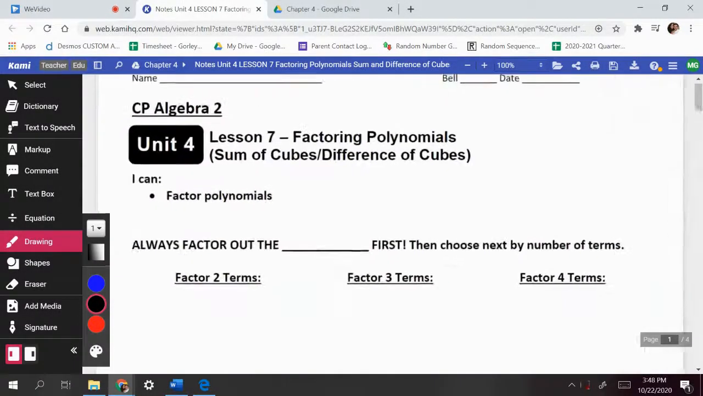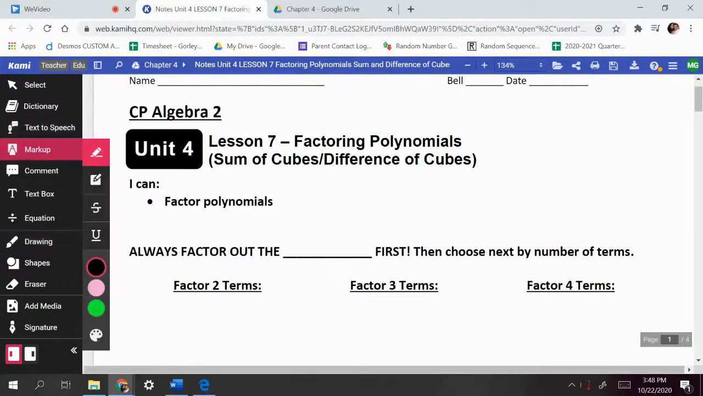Everyone, today we're going to be factoring polynomials. Our learning goal today is to be able to factor the sum of cubes or the difference of cubes.